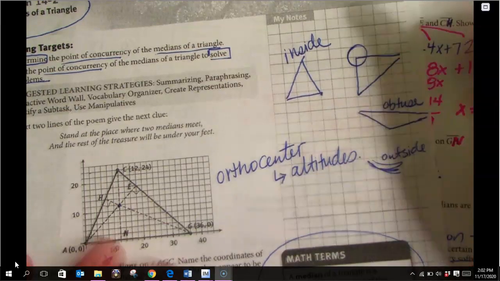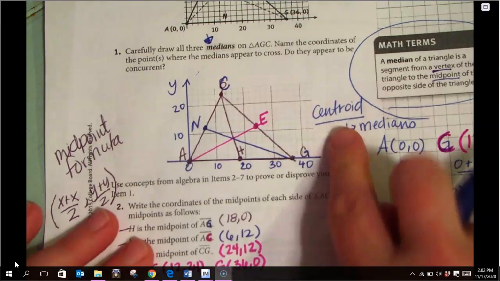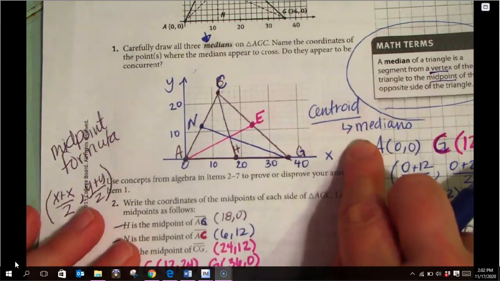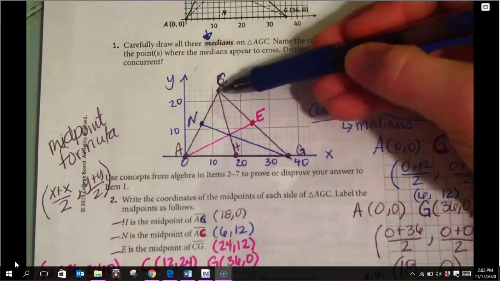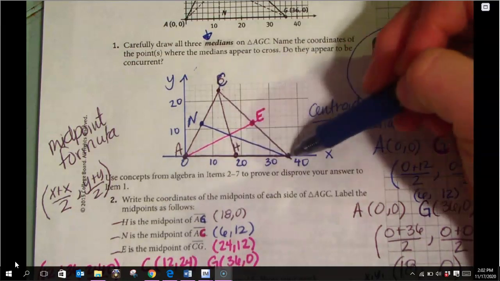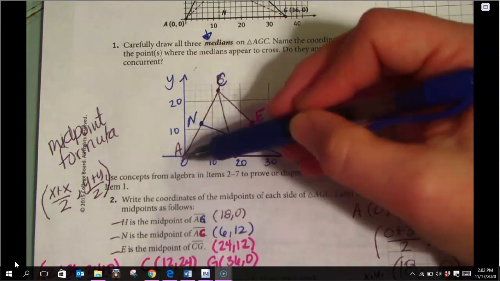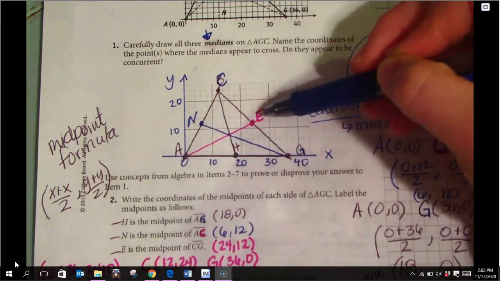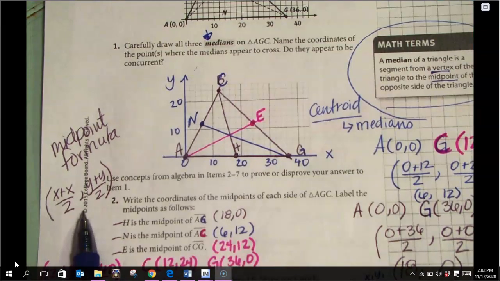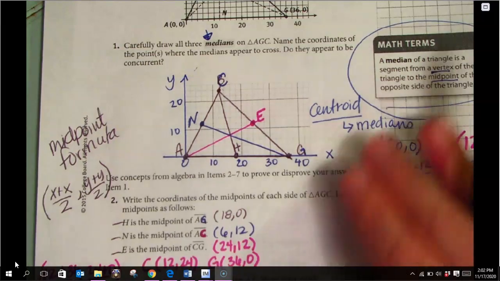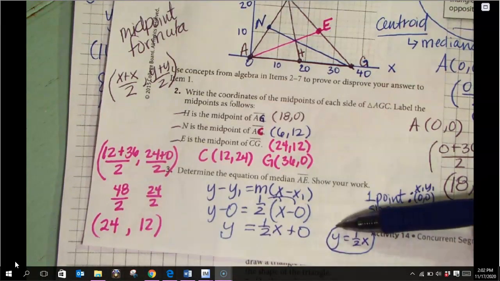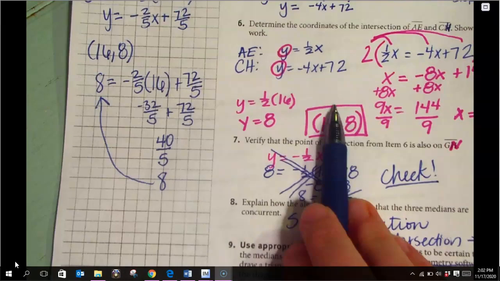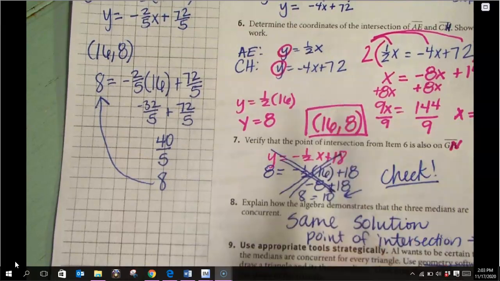Now, what we focused on today was the centroid and the medians. That will always be on the inside because you're always going from a vertex to the midpoint, from a vertex to the midpoint, from a vertex to the midpoint. To find the midpoints, we use the midpoint formula. Then you can write the equations out using our point slope form, just like what we did, and you can use a system of equations to solve like we did on number 6.